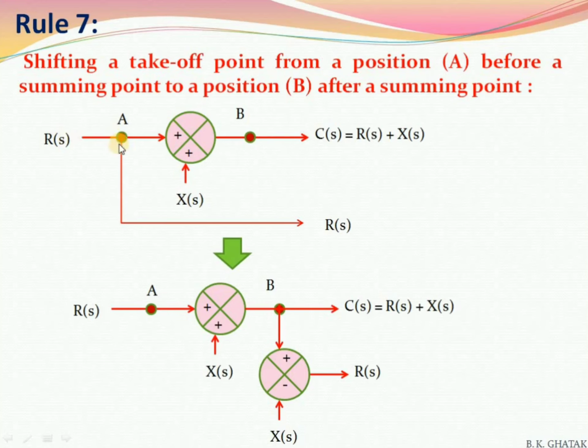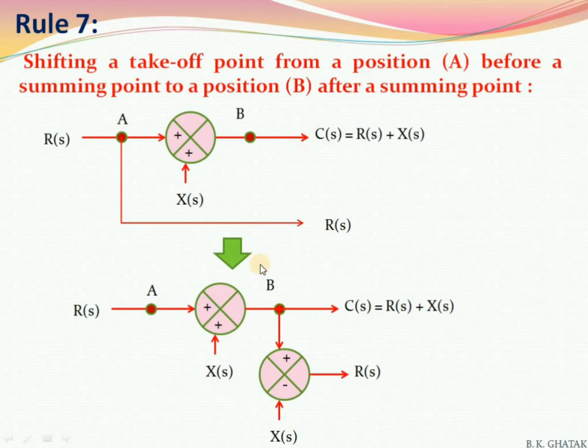What are the inputs of the summing point? One input is RS, another input is XS. And what are the outputs? One output is CS, that is RS plus XS. Another output is taken from point A, that is RS. So we should maintain these two, but shift this takeoff point at position A to position B.